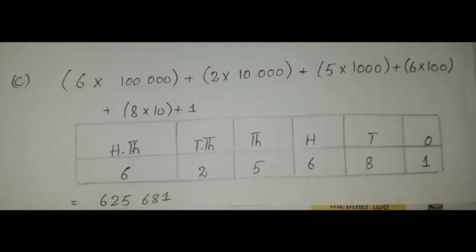Now this is C part. As you can see, it is mentioned 6 times 100,000, 2 times 10,000, 5 times thousands, 6 times 100, 8 times tens plus 1. So we will draw the same place value table, and then we will write as 6 times 100,000. So I wrote 6 in 100,000 place, 2 in 10,000 place, 5 in thousands place, 6 in 100 place, 8 in tens place and 1 in ones place. Then we will write the standard form with the help of this table.